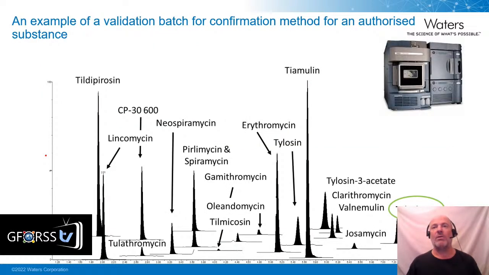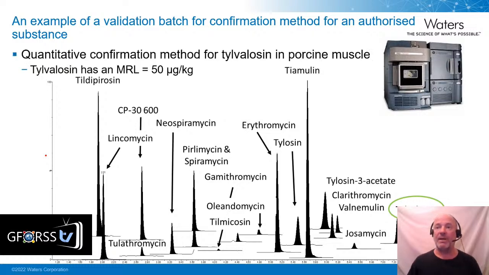We're now going to work through an example of a validation batch for confirmation methodology with an authorized substance. In this particular case, we're going to focus on a macrolide. And this particular macrolide is being validated in porcine muscle, and it has an MRL of 50 micrograms per kilogram.